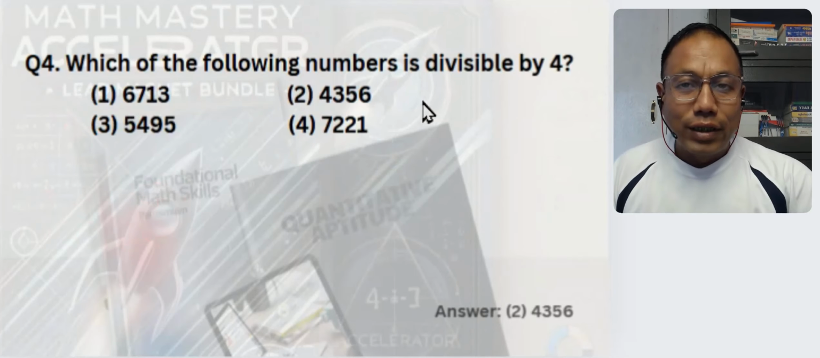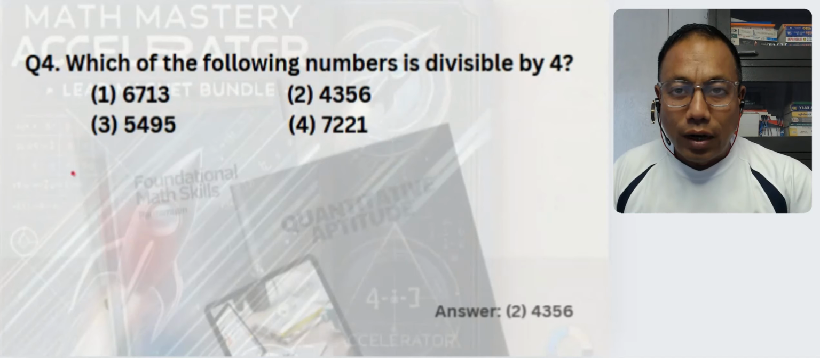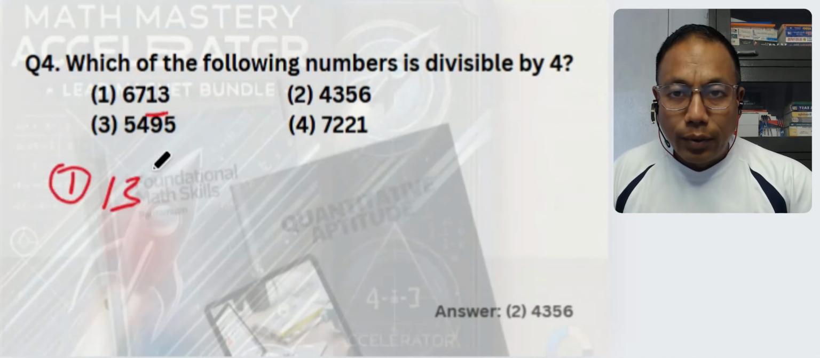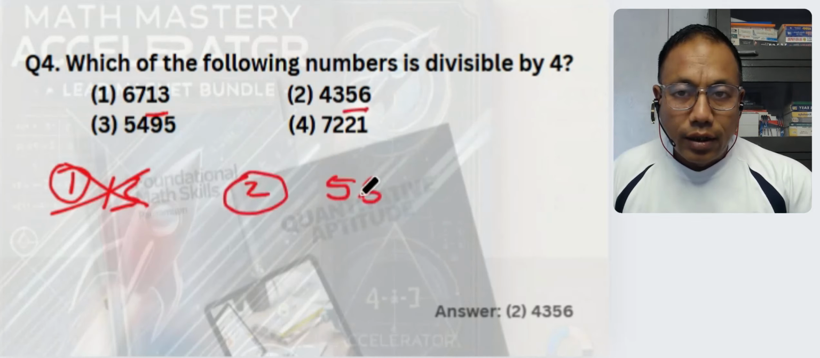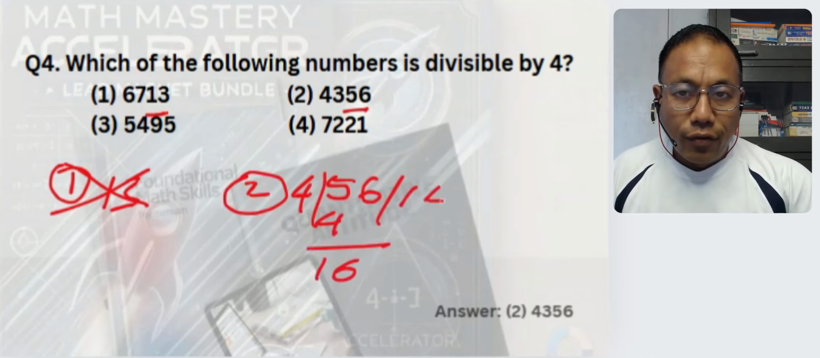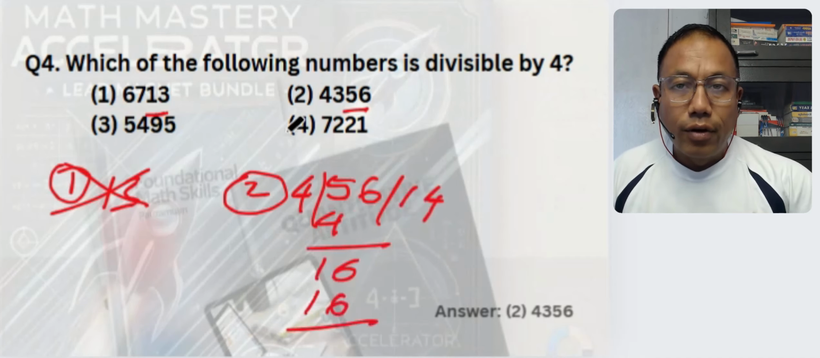Which of the following numbers is divisible by 4? Option 1. Last two digits is 13. Not divisible by 4. Option 2. Last two digits is 56. Let's divide by 4. 4 1s is 4. We have 16. 4 4s are 16, which is divisible by 4. Therefore, the right answer is option 2.